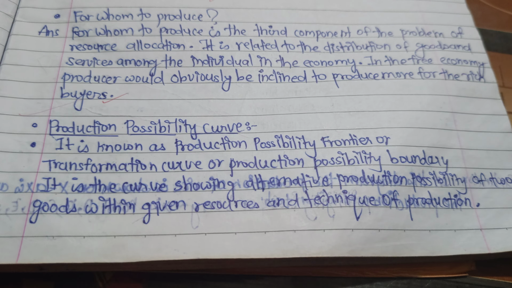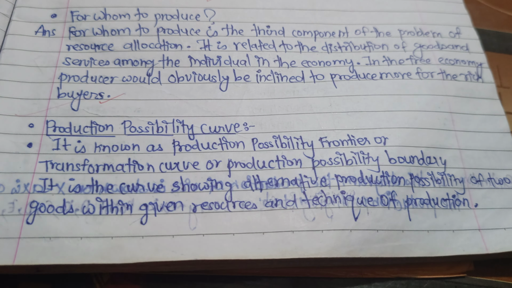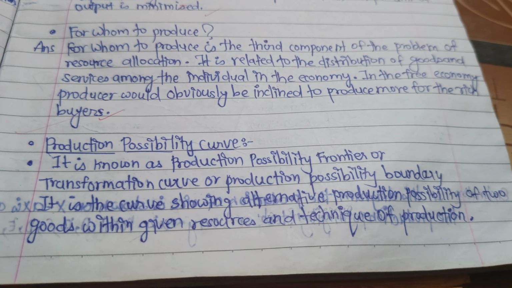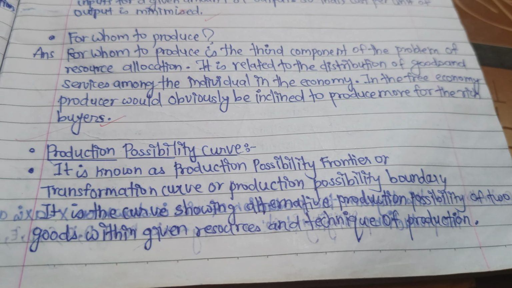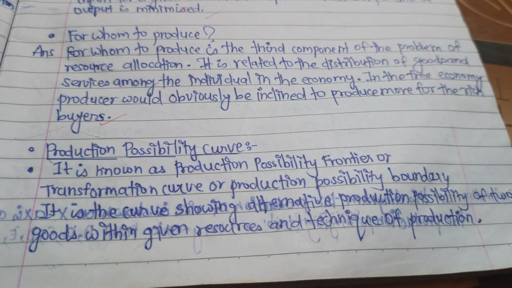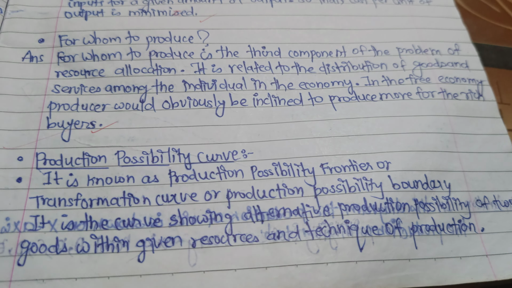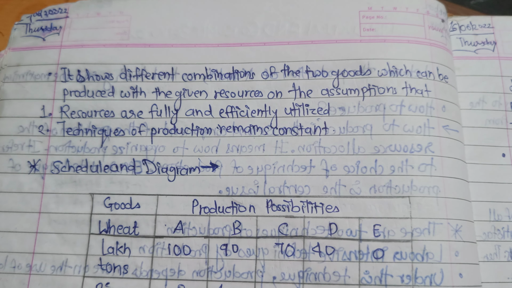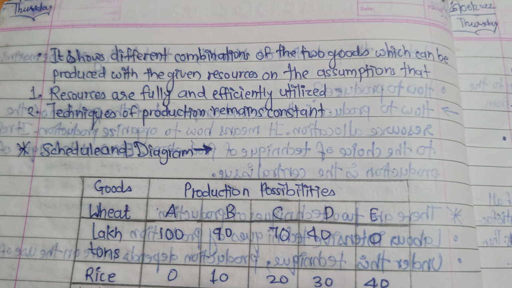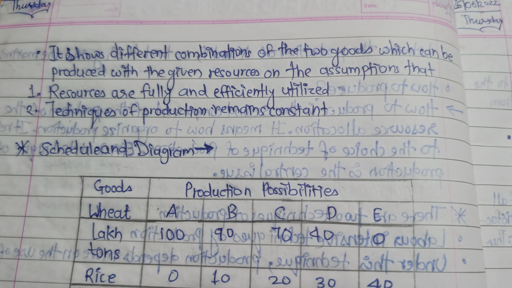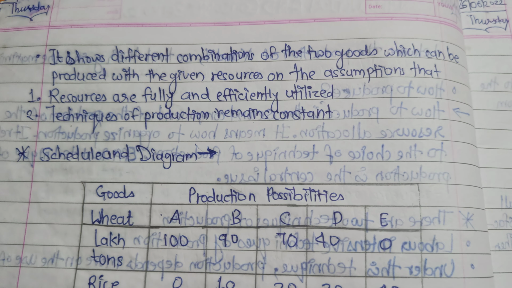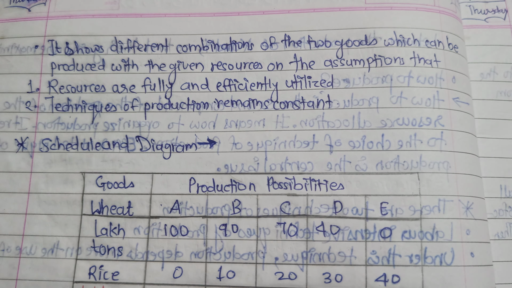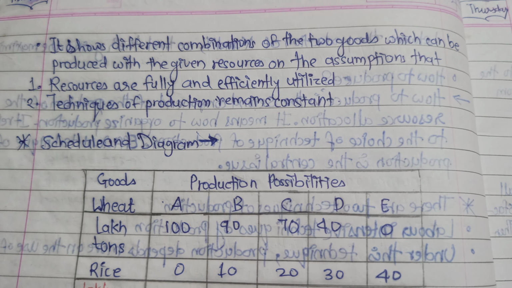It is a curve showing alternative production possibilities of two goods within given resources and technique of production. That means here resources are given and technique of production is also given. Now when we move ahead, we have to give two assumptions here. One, resources are fully and efficiently utilized. Second, technique of production remains constant.